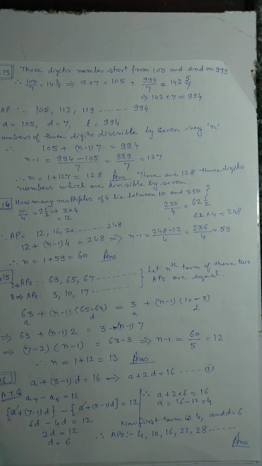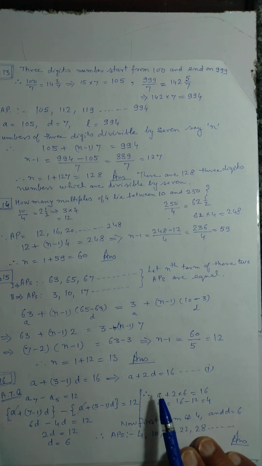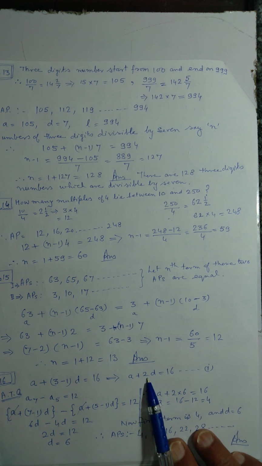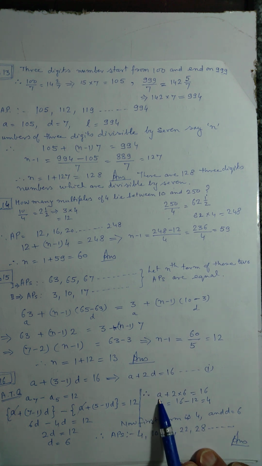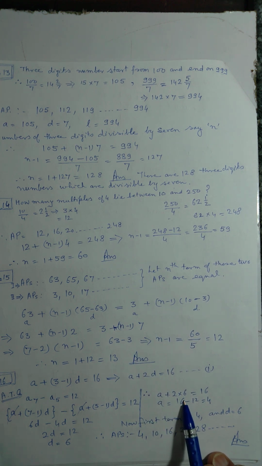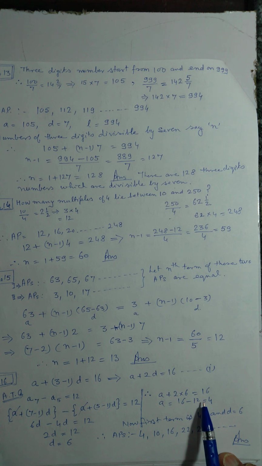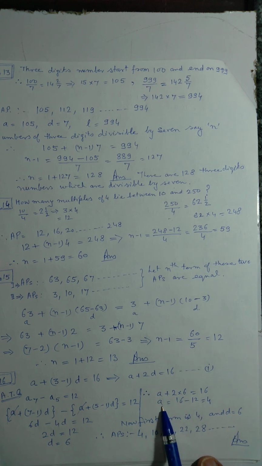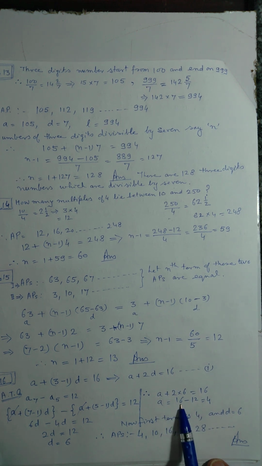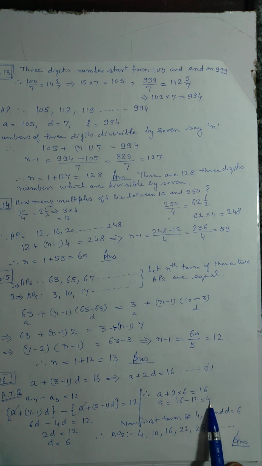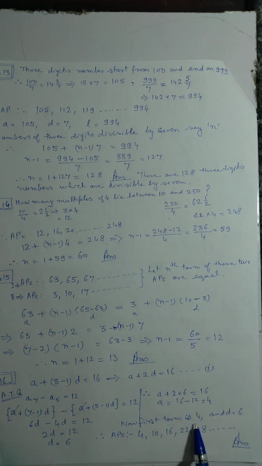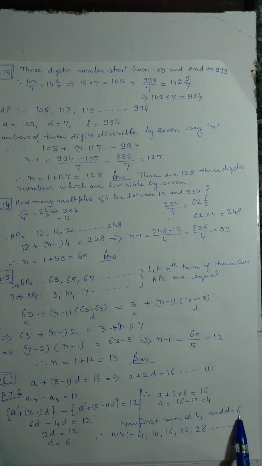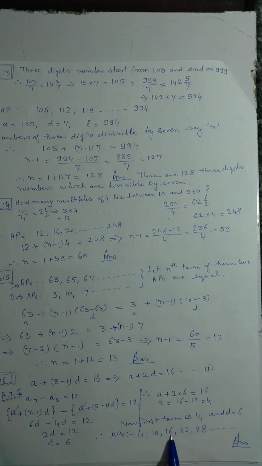Now substitute this value in the above equation. Put the value of d here. So a plus 2 into 6 is equal to 16. So a will be equal to 16 minus 12, that is 4. Now the first term is 4 and the common difference is 6. So the AP will be 4, 10, 16, 22, 28.